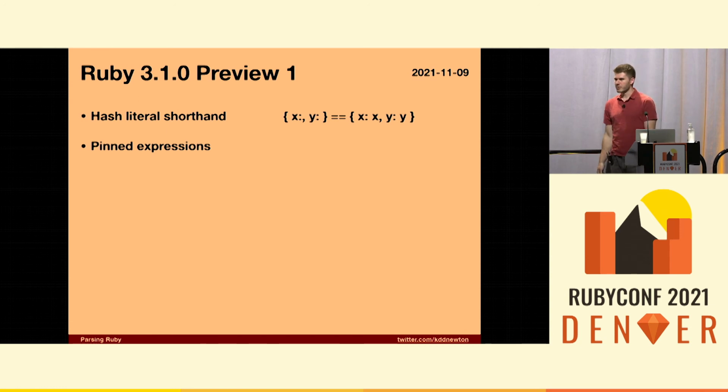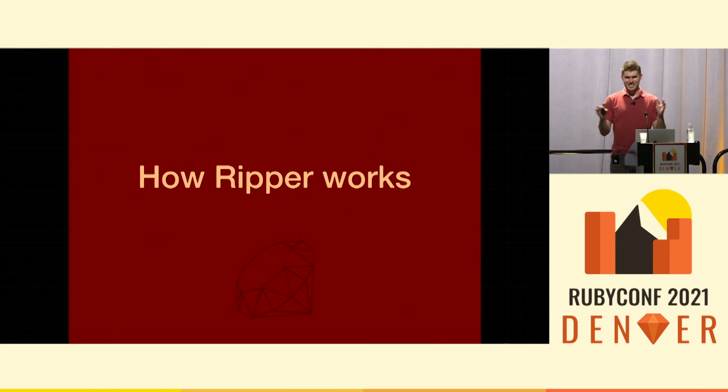Ruby 3.1 preview 1 came out today. There you go. Yeah, all right. We get some hash literal syntax, hash literal shorthand so that you don't have to write the value in a hash. This is somewhat like JavaScript. And we get, in pattern matching, you can pin expressions, not just variables. Okay. That was the abridged history, believe it or not.